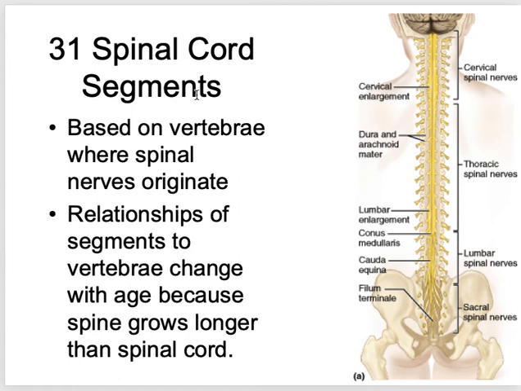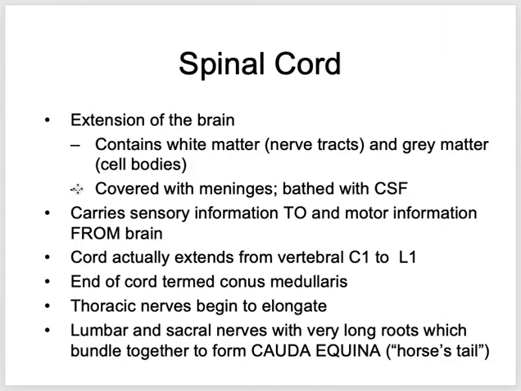So there are 31 spinal cord segments: cervical spinal nerves, thoracic spinal nerves, lumbar nerves, and sacral nerves. Of course, the spinal cord is an extension of the brain. It contains white matter, which is the nerve tracts, and gray matter, which are the cell bodies. It is covered with meninges: the same things, subarachnoid, pia matter, and dura matter. CSF is running in that. The spinal cord is very important because all the descending and ascending tracts are there.